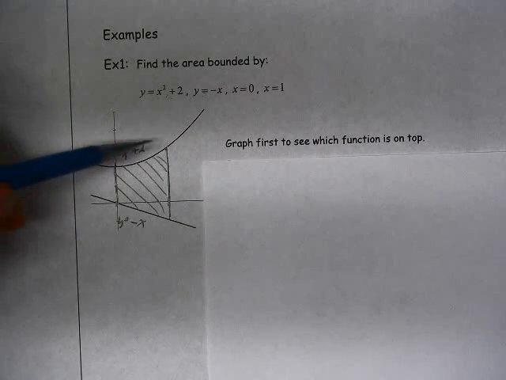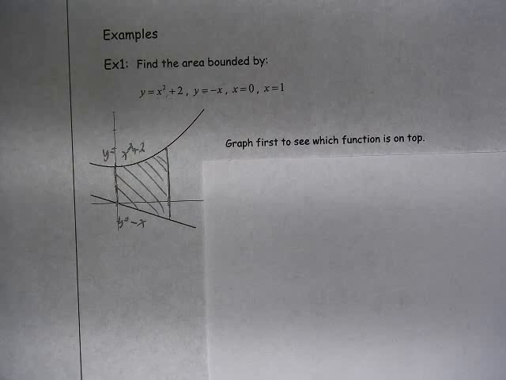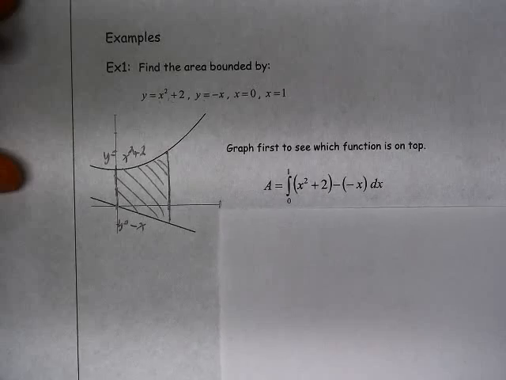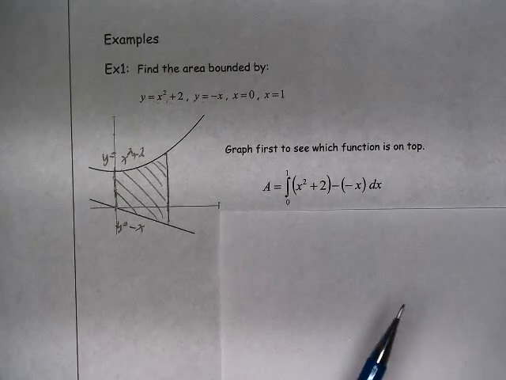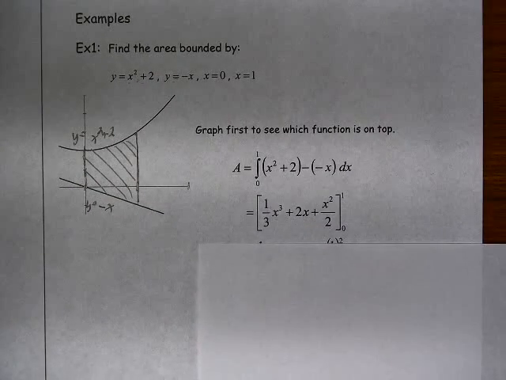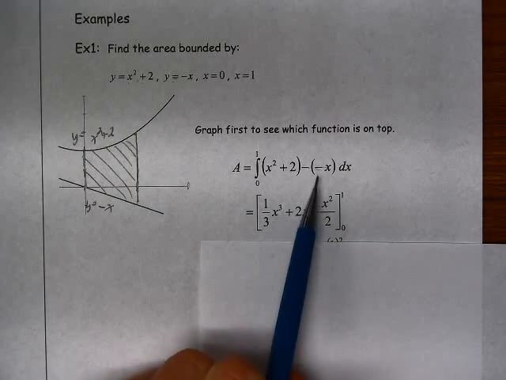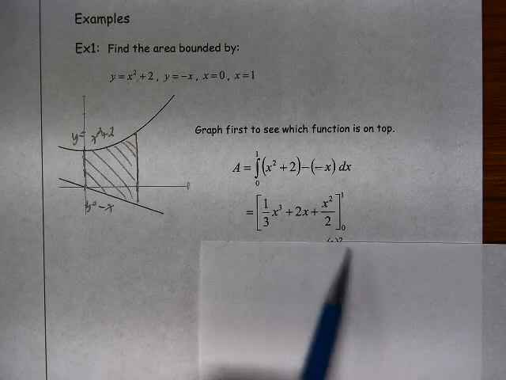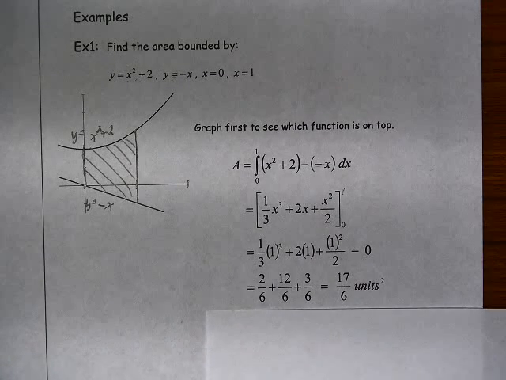Okay, so I can see very clearly now that I have it graphed, x squared plus 2 is on top, -x is on bottom. So I'm going to simply integrate from 0 to 1 of x squared plus 2 minus -x. I simplify that a little bit; you can see I made this a plus x. And then I find the antiderivatives, evaluate those at 1 and at 0, and subtract, and the arithmetic works out to 17/6 square units.